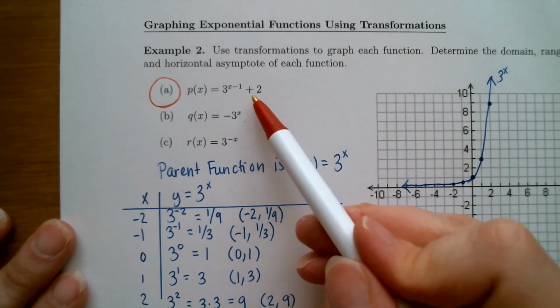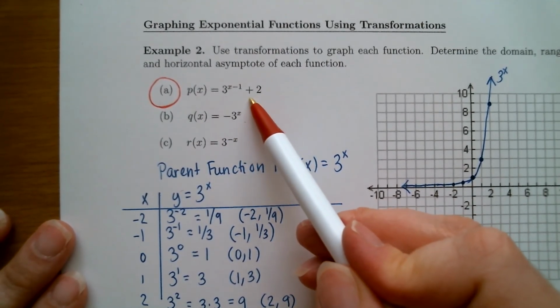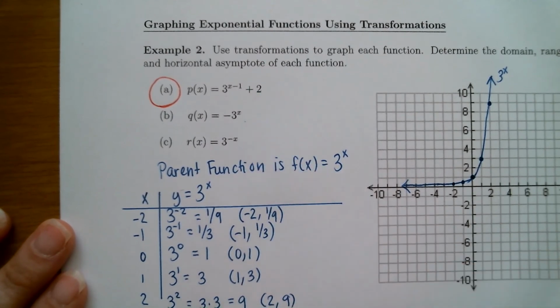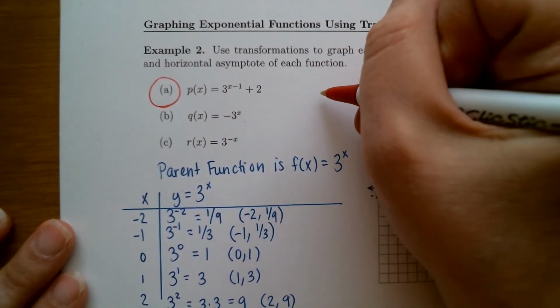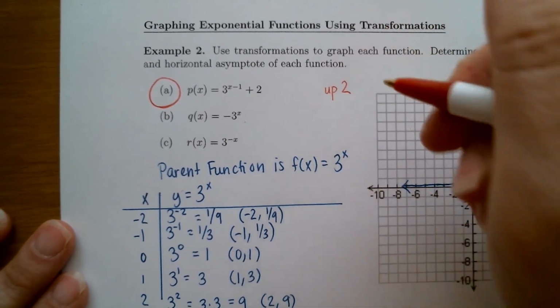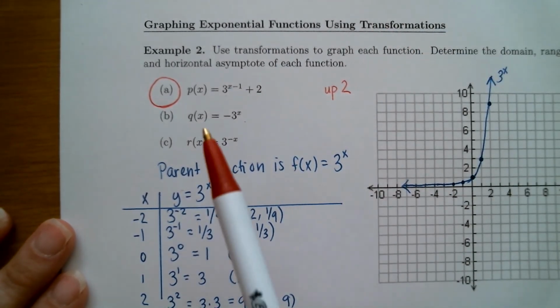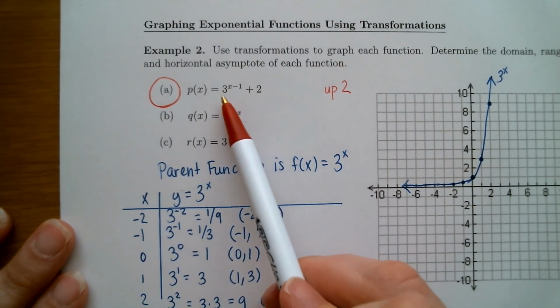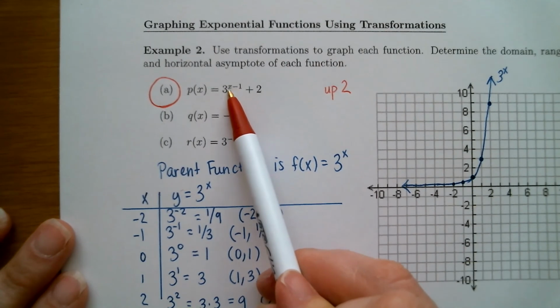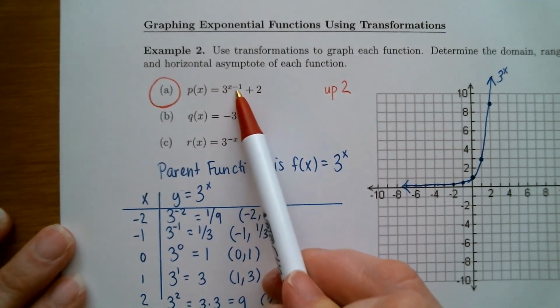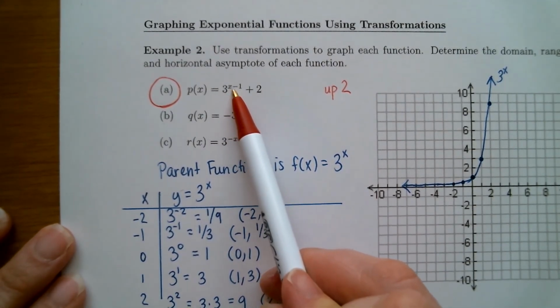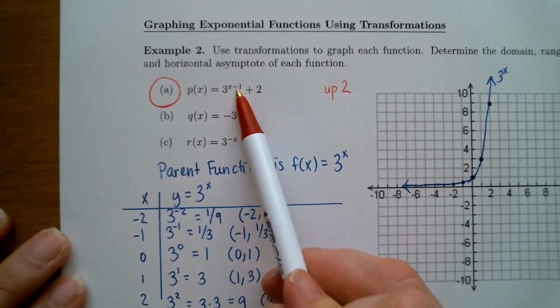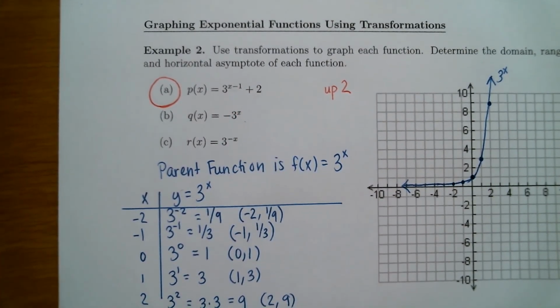First thing to notice is outside you're adding 2. So remember, if you're adding outside of parentheses, that's a vertical shift. So we're going to go up 2. And then instead of 3 to the x, we have 3 to the x minus 1. So here something else is going on. This is actually going to be a horizontal shift. You do not have parentheses here. And when we learned the transformation rules, we learned that if you were subtracting or adding inside parentheses, it would be a horizontal shift, either left or right.